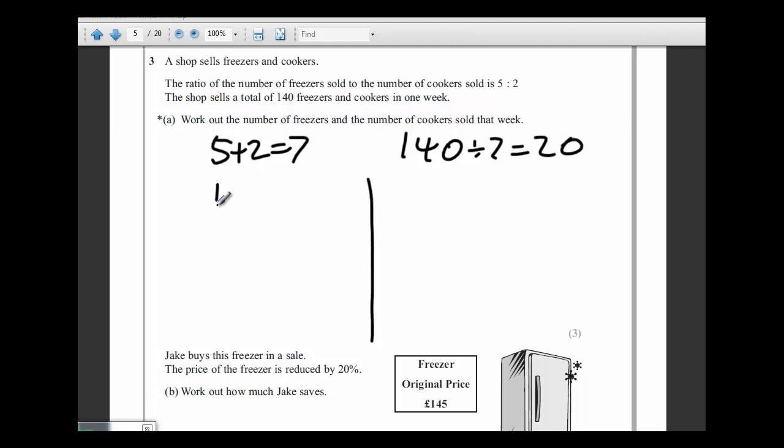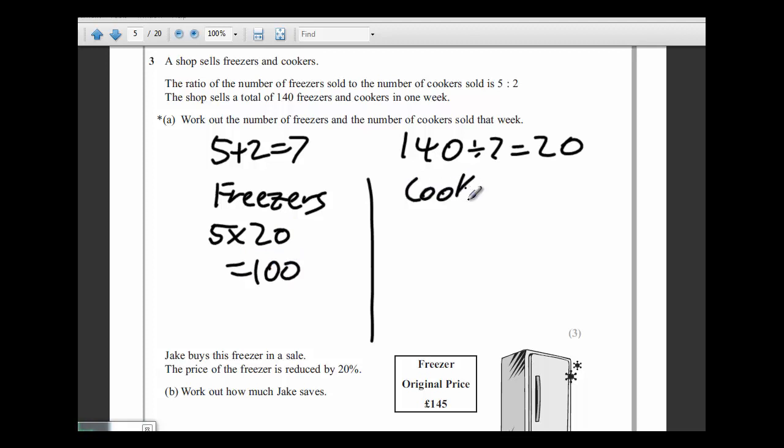So the number of freezers, well, that's got 5 shares, which is 5 times 20, which is 100. And the number of cookers, well, that's got 2 shares, so 2 times 20, which is 40.